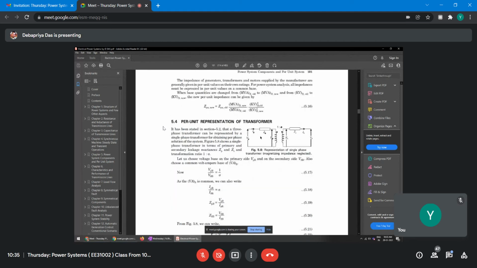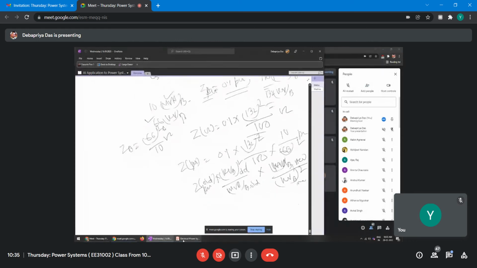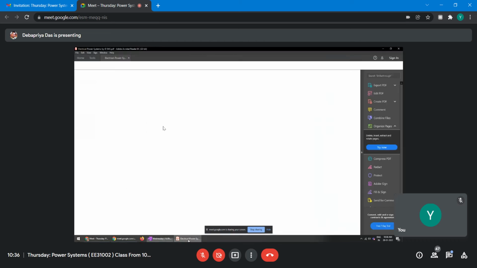Now, per unit representation of a transformer. Whatever transformer you have studied, suppose this side has N1 turns and this side has N2 turns. Then the ratio is 1 to N2 by N1, and N2 by N1 is a, so we are making it 1 to a.